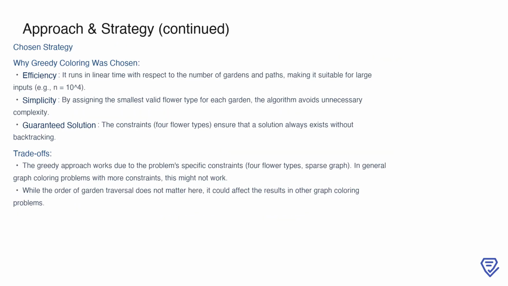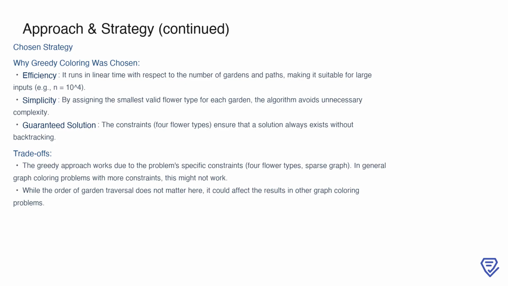The greedy coloring strategy stands out as the optimal choice for this problem due to several key reasons. First, it's highly efficient, running in linear time relative to the number of gardens and paths. This makes it well suited for large inputs, such as n equals 10,000. Second, it's conceptually simple. By always assigning the smallest valid flower type, we avoid unnecessary complexity. Third, the constraints of the problem guarantee that a solution will always exist without requiring backtracking.